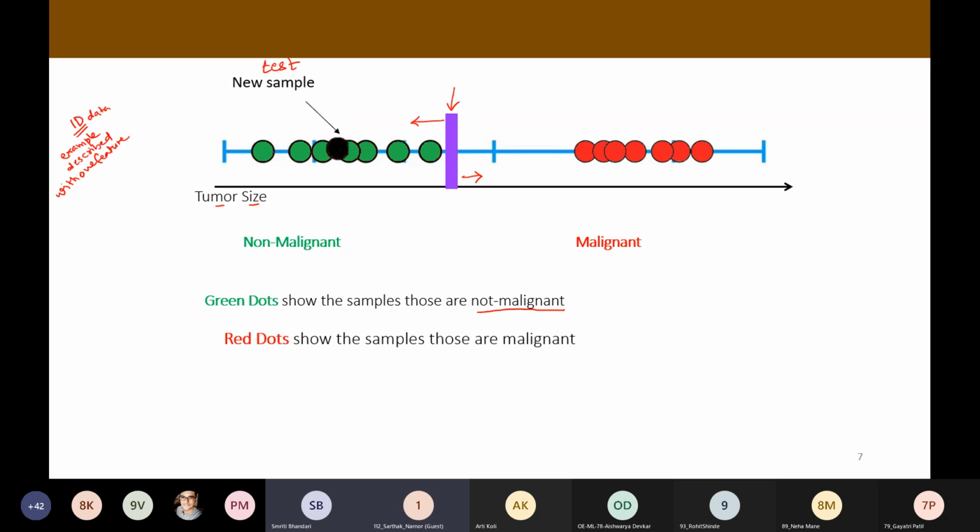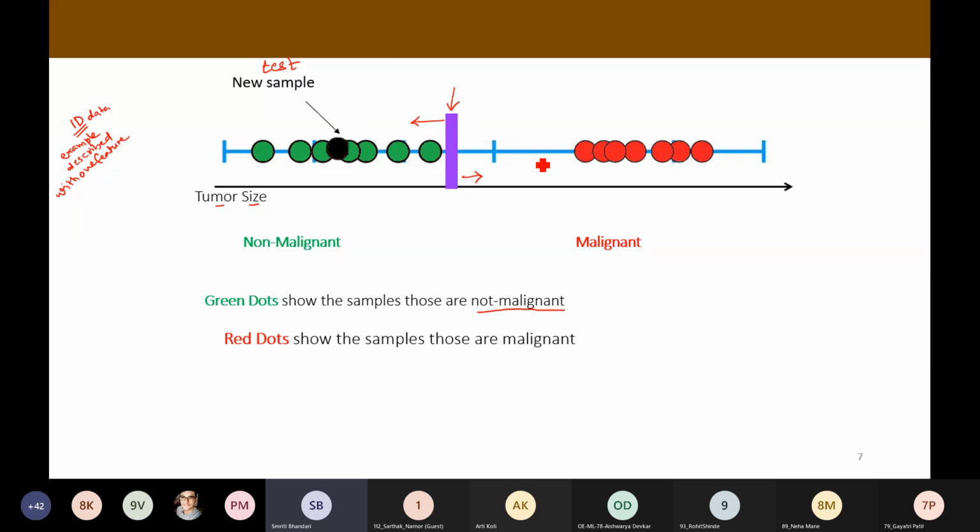Yes. Green. Green means non-malignant. That is the class, non-malignant. Why? What is the reason? Yes? What is the reason? It belongs to that class.